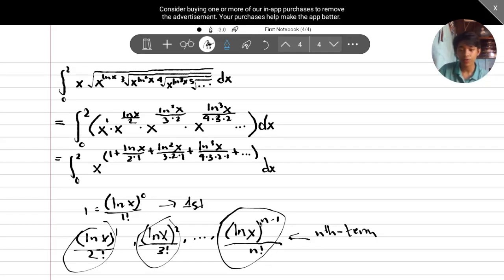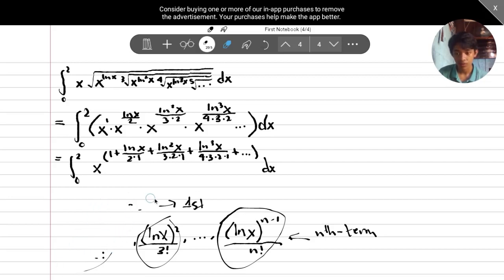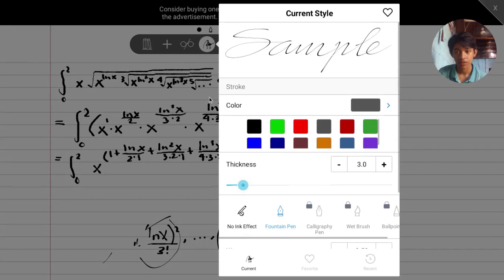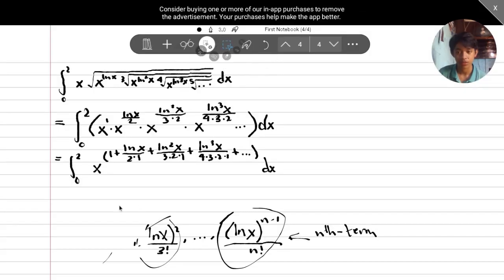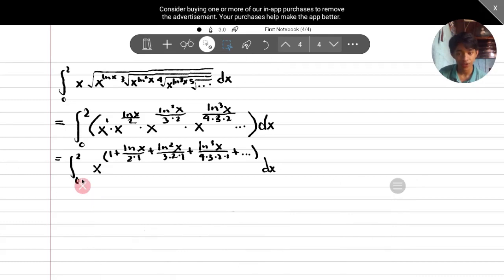So if you input the values of 1, 2, 3, etc., we can see that the first term, the second term, the third term, this nth term gives us all those terms in the infinite series. Thus, we can now write the series into a single summation that will make the problem easier.